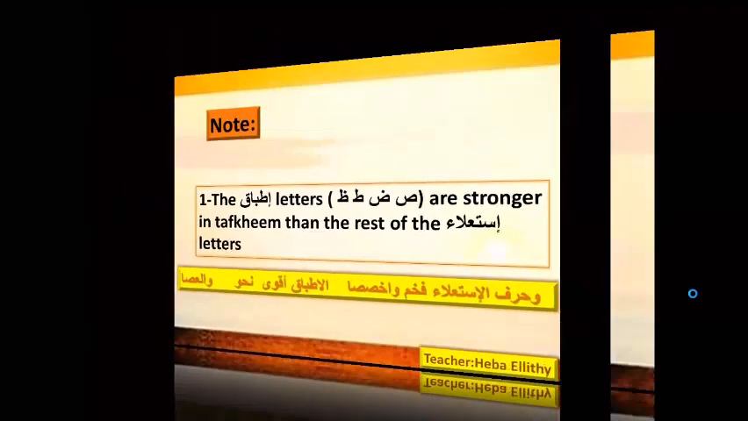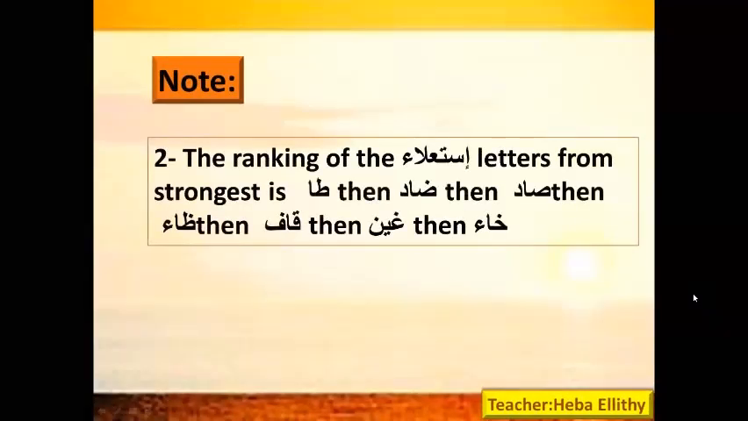Inshallah this is clear for you. طيب, we have another note here: the ranks of the استعلاء letters from strongest. طا is the strongest letter in Arabic, then ضاد, then صاد, then ظا, then قاف, then غين, then خا.